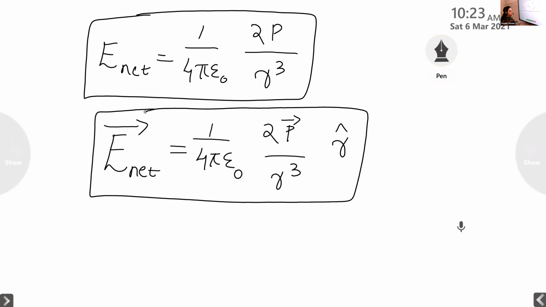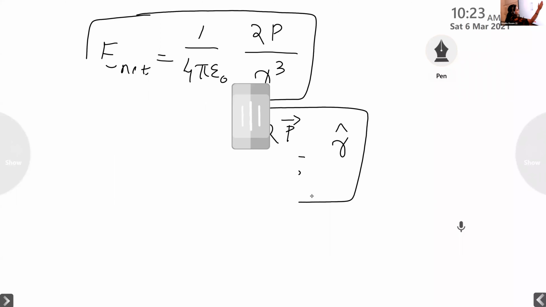No, ma'am. Ma'am, can you explain how you got R raised to 4? Which R? This R cube. How you got it? Okay. How did we get R cube? It becomes R raised to 4. How do we get R cube?